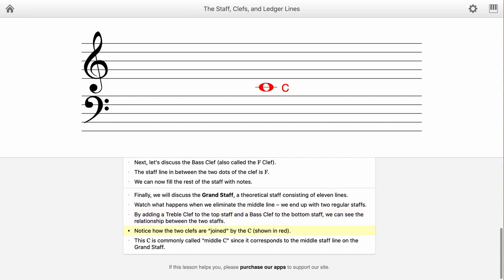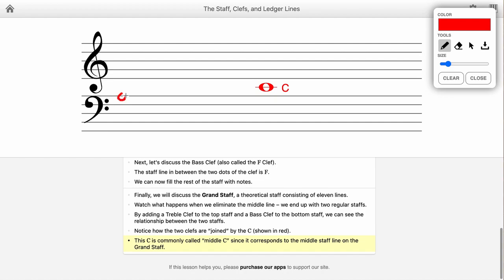And there's our magic note. It's called middle C because it corresponds to the middle staff line on the grand staff. Notice how the ledger lines tie in with these notes. The top line of the bass clef is called A. The space above that is B. If we want to go higher, we draw this ledger line, and now we have a C.